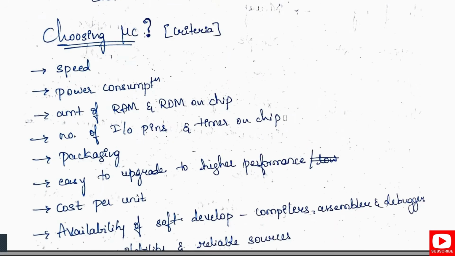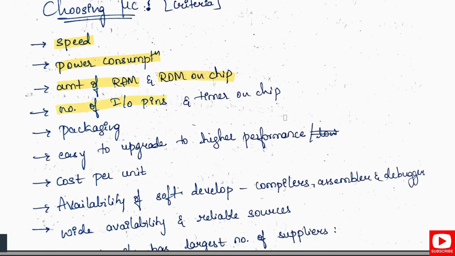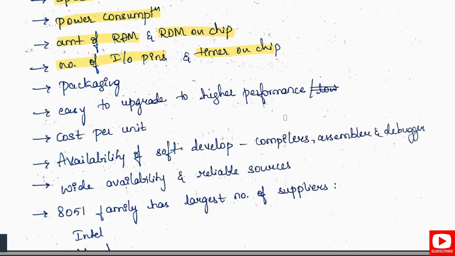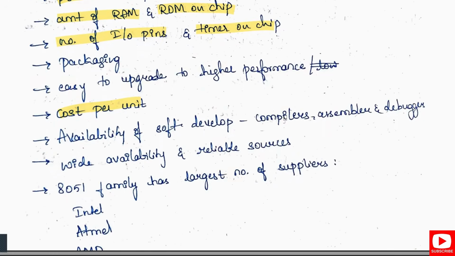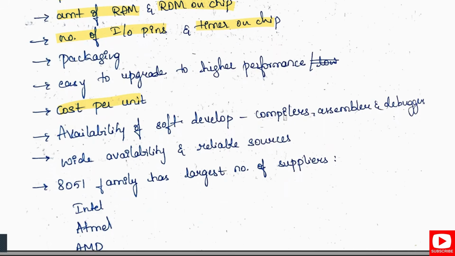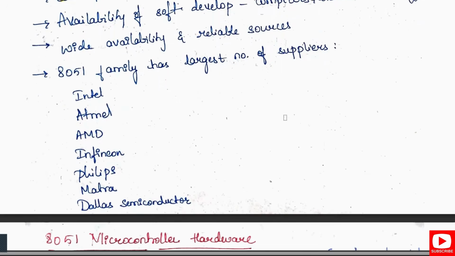So what are the criteria that we have to consider for choosing a microcontroller? This was asked in one of the papers, like what criteria you have to consider. Firstly, you have to check the speed of the microcontroller, how fast it is, what is the power consumption of it, what is the amount of RAM and ROM on the chip, then number of input output pins, and timer on the chip. What is the packaging? Is it easy to upgrade to higher performance? Cost per unit? Then comes availability of software development, that is compilers, assemblers and debuggers. Then wide availability and reliable sources. So 8051 has the largest number of suppliers, that is Intel, Atmel and many others.